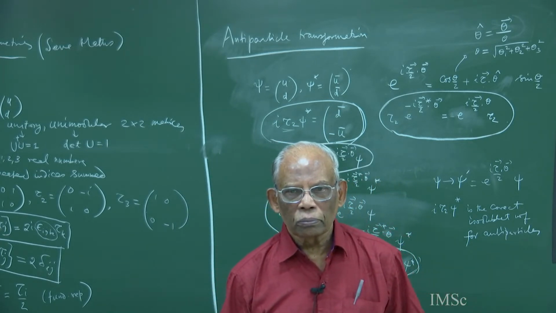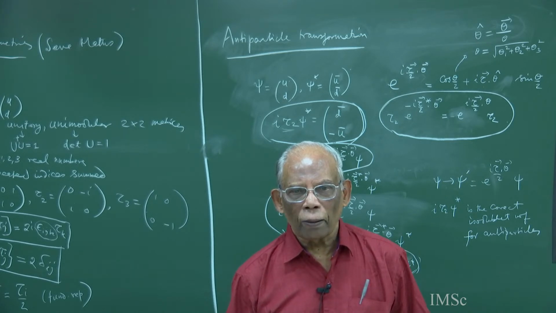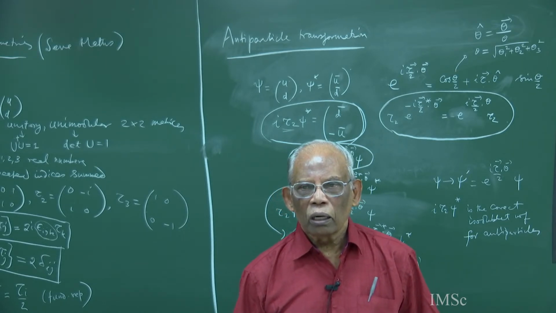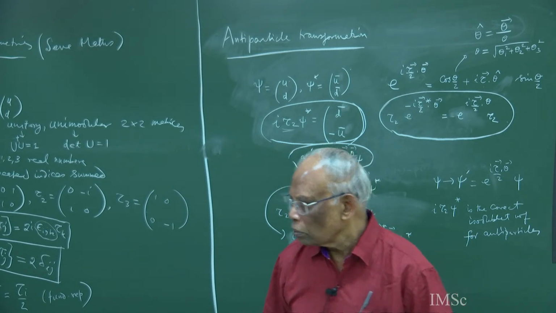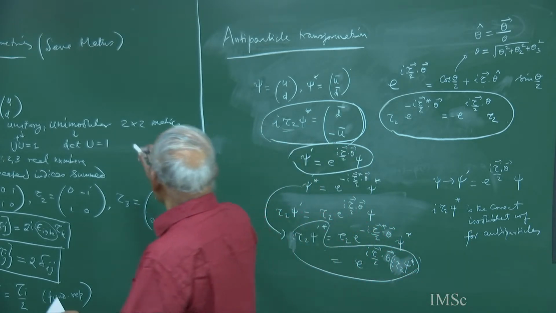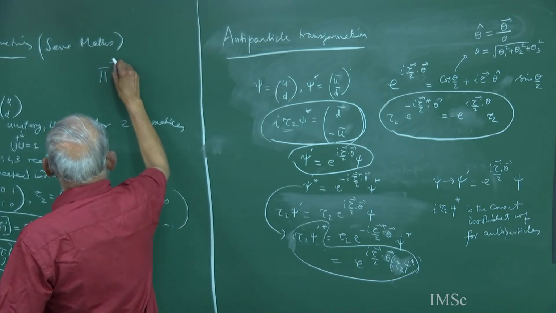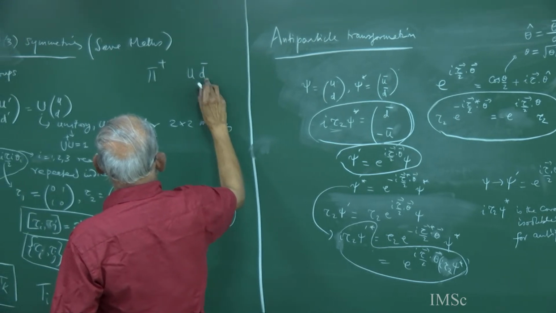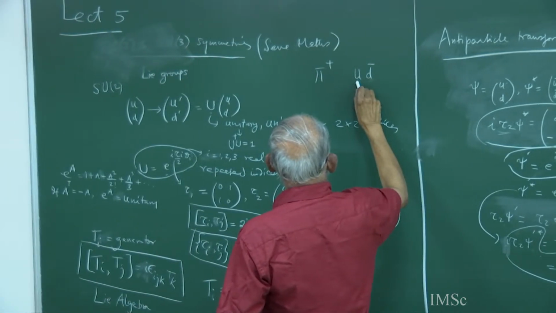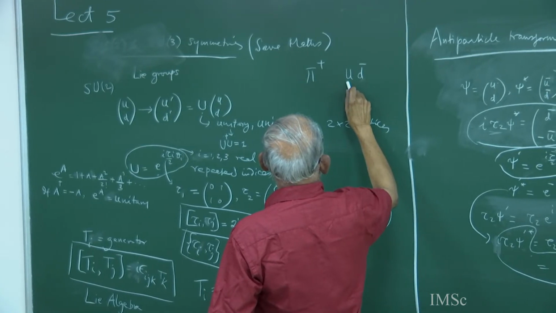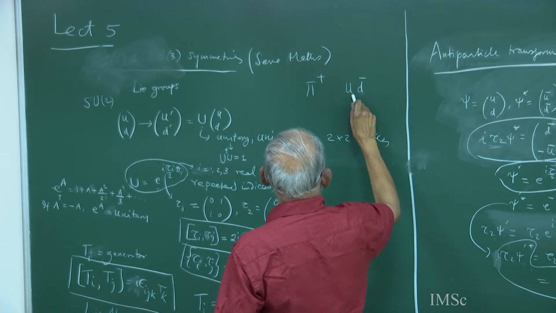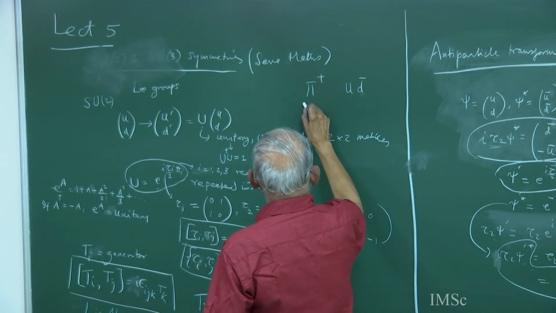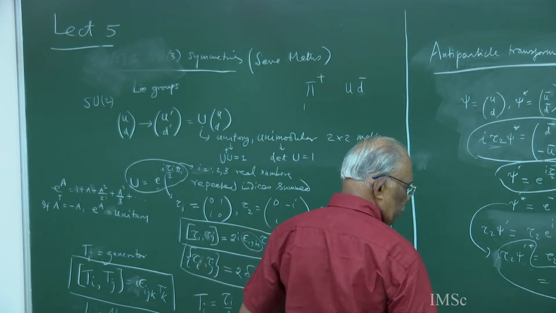When you listed these mesons, pi plus I wrote down as what? I think d bar u. And pi minus as d u bar. Pi plus was u d bar. Did I write like this? Yes. u has I3 equal to plus half, and d bar is also I3 plus half. So this is correct. Let us repeat that. Don't mind repeating it.